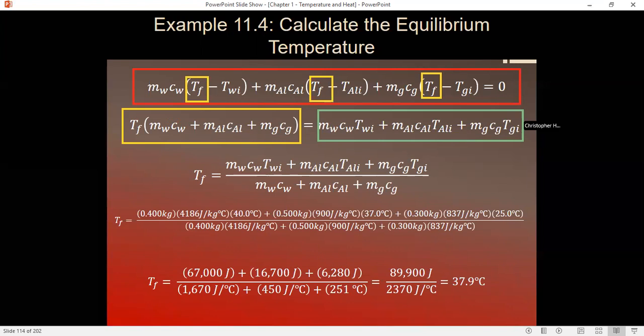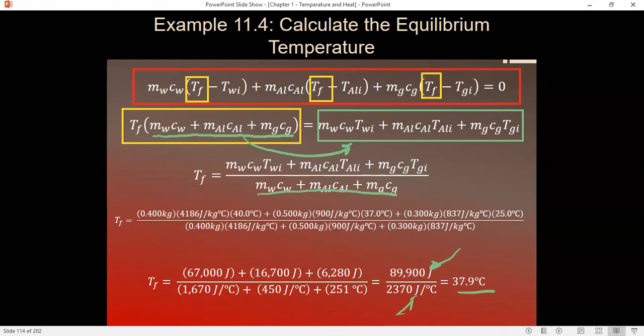Okay. Divide both sides by this right here. So I'm going to move that underneath this. See, it's sitting right there. And then the rest is just putting in numbers. Okay. Here's the numerator, here's the denominator, and I get that the final temperature is 37.9 degrees Celsius.